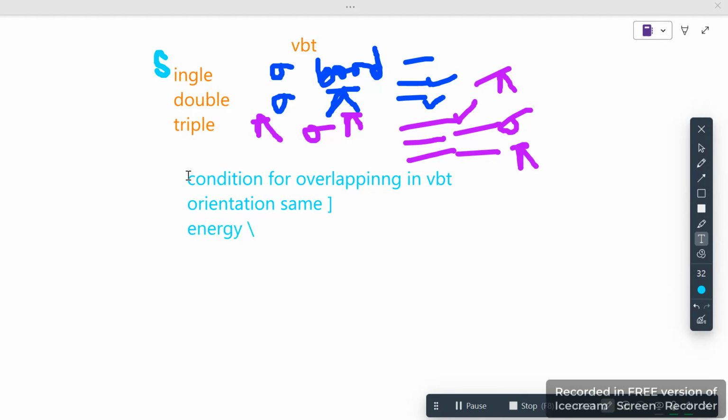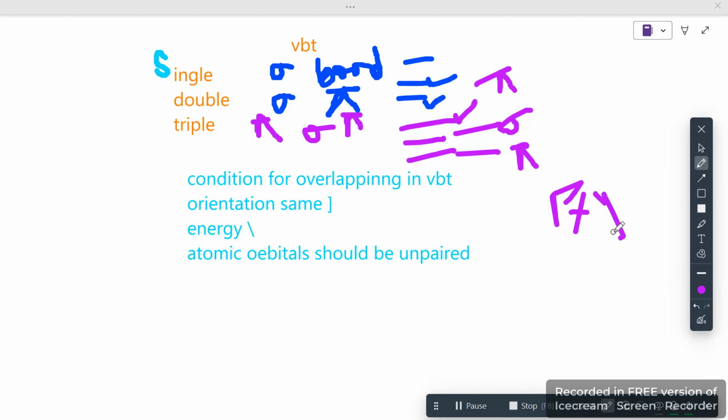Okay, then we have orientation, energy, and the atomic orbitals of non-metals should be unpaired. The atomic orbitals should be unpaired. Then orbitals like Py and Px cannot overlap. What is this exactly? This is showing that if there is Py, it cannot overlap with Px.